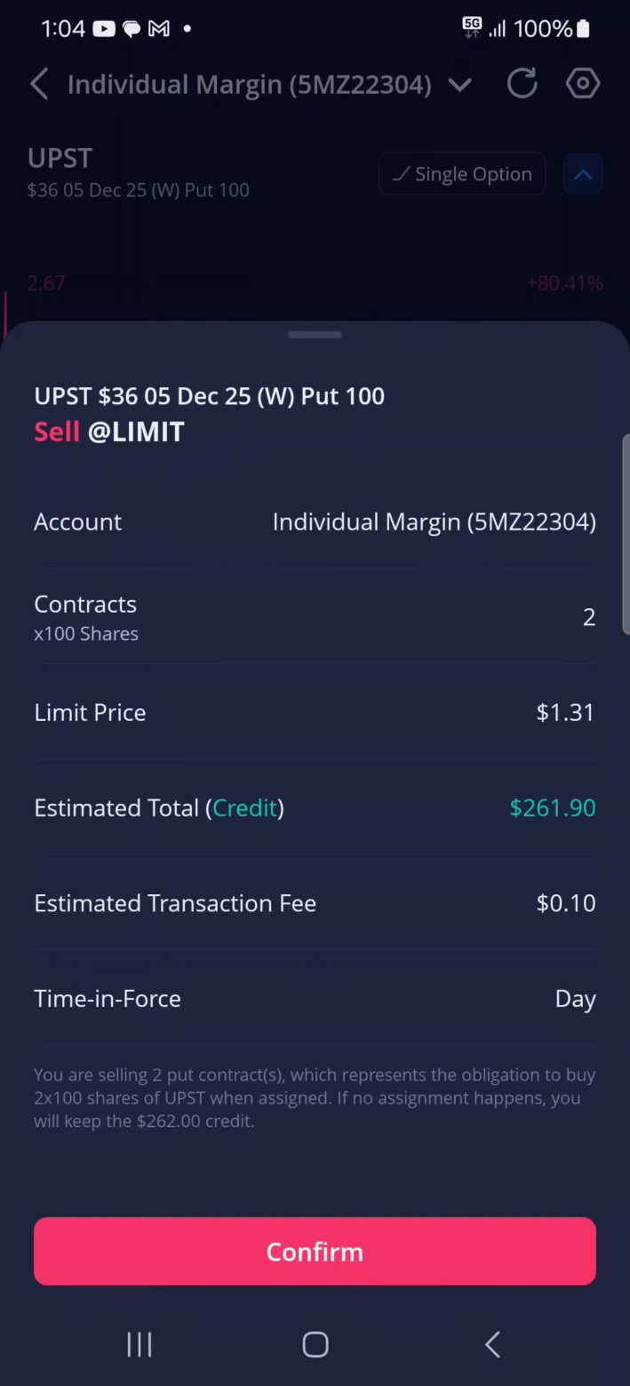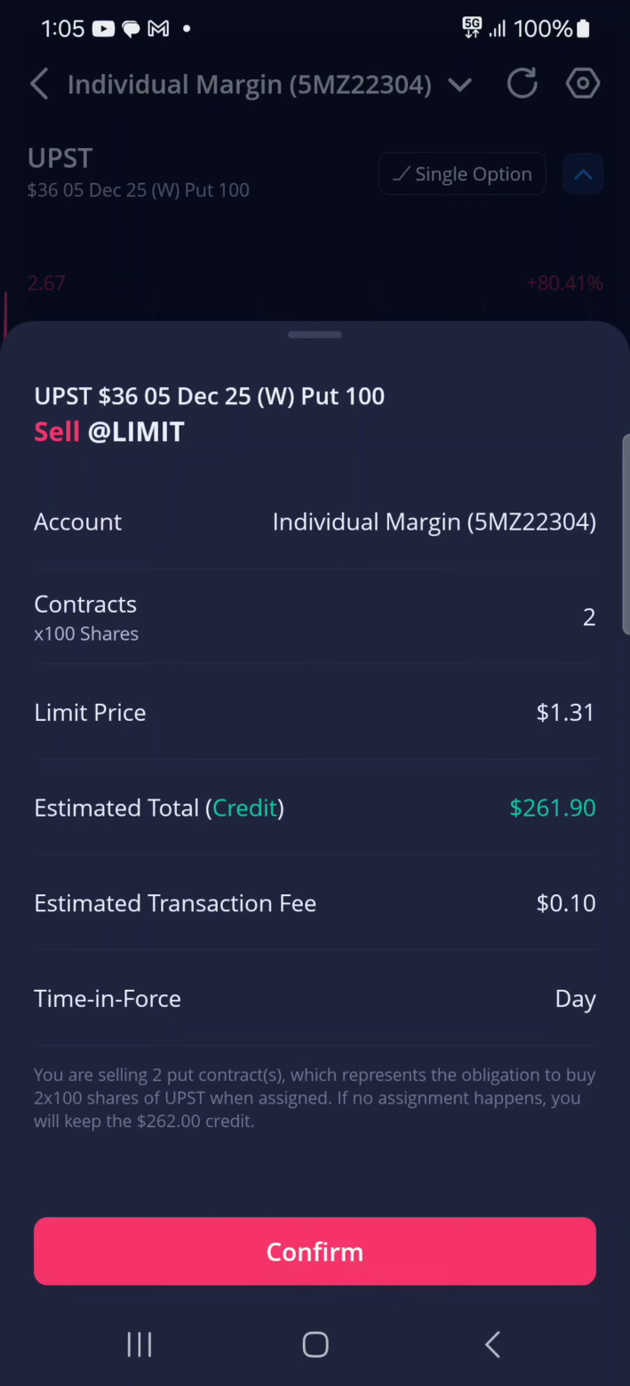And if you read right here, it says you are selling two put contracts, which represent the obligation to buy 200 shares of this company's stock if assigned.